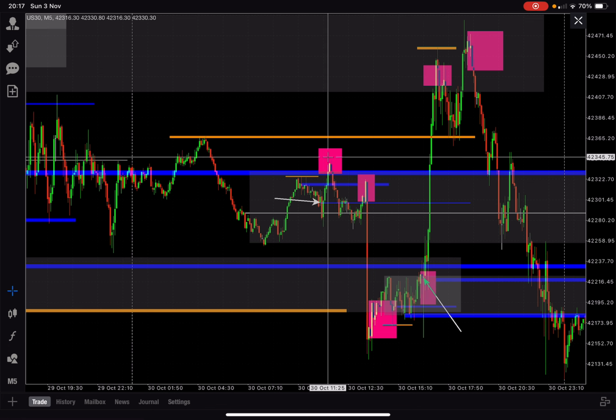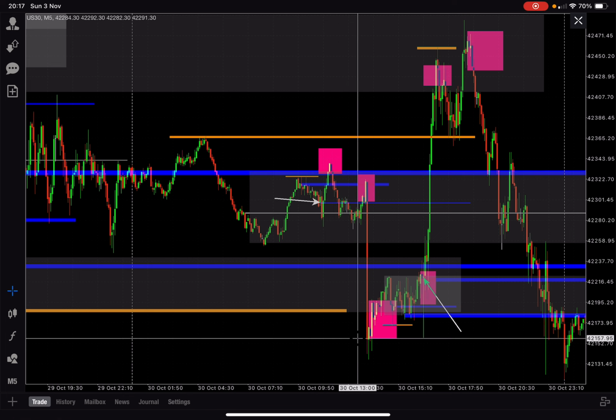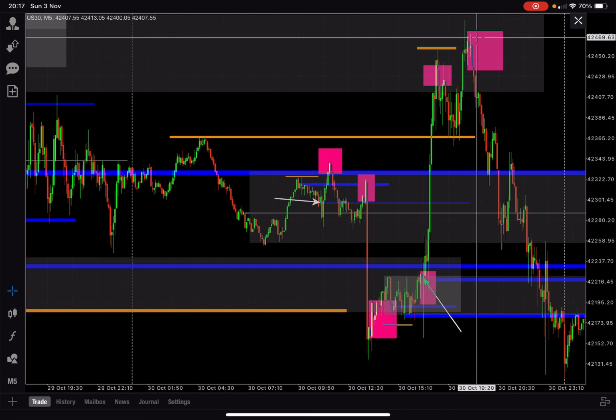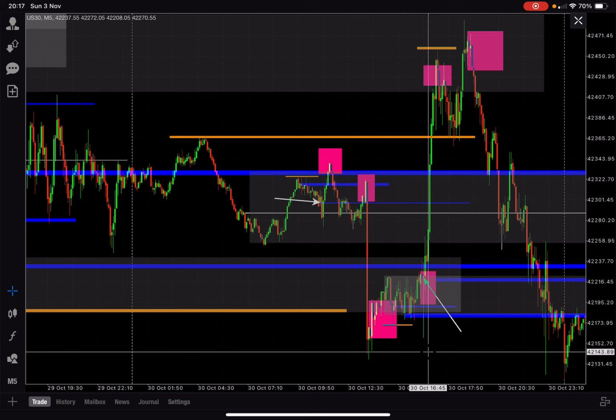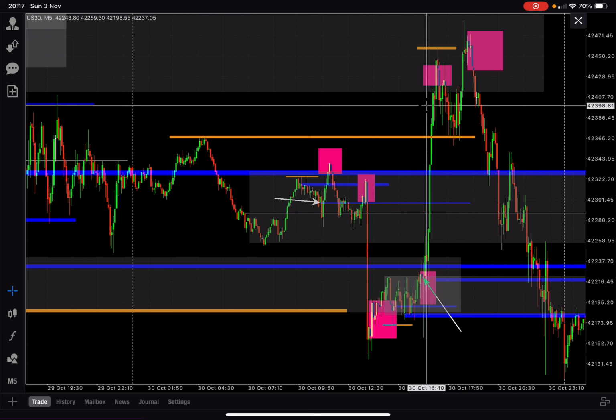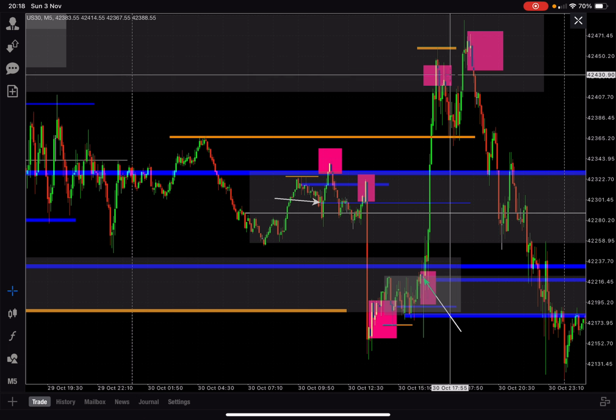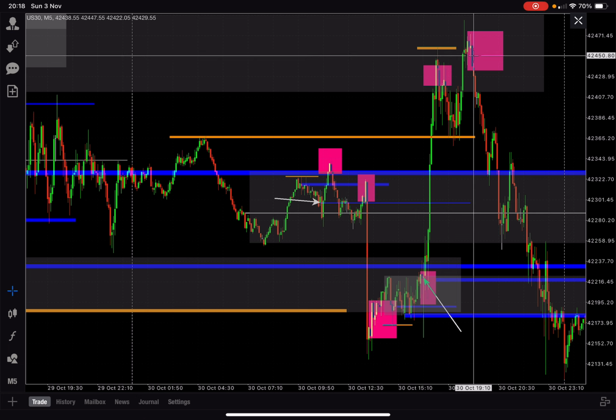Total entries, I would say 3 for the London session, and 1, 2, 3 for the New York session. This would have been profit. This would have been small profit, or at worst break even, and this would have been a clear profit. 3 for each session. Now we move on to the next day.